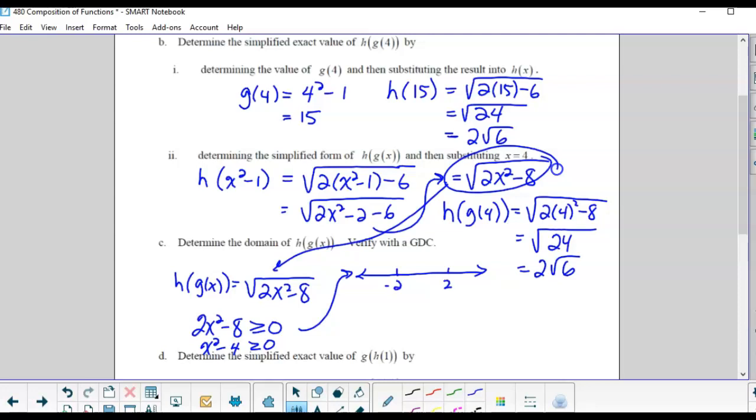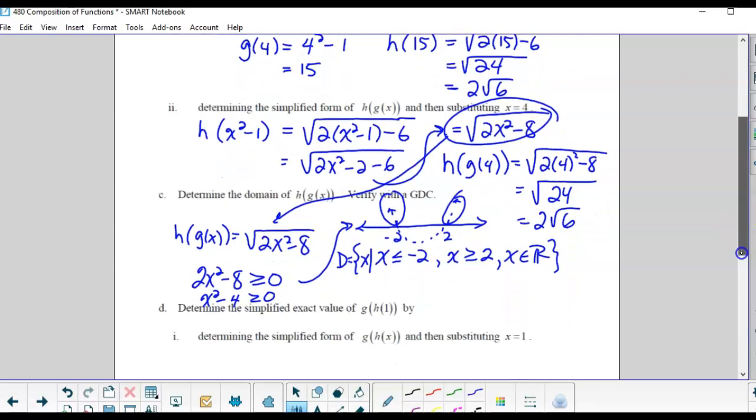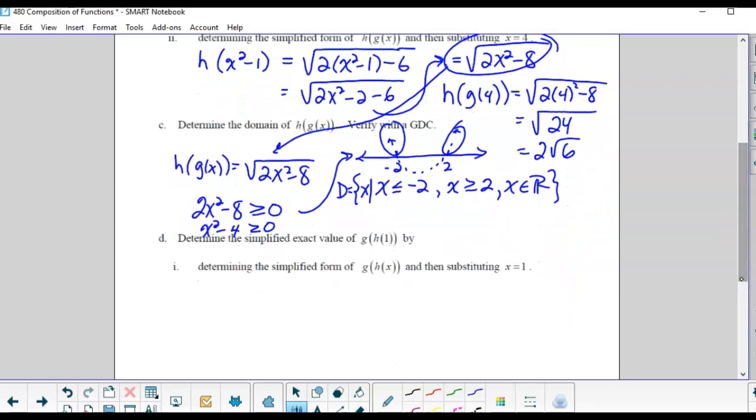Or if you graphed it, parabola opening like this. So where is it positive? In this part and this part. So that says that x has to be less than or equal to negative 2, or x has to be greater than or equal to positive 2. So D. Okay, and then that will be defined. So continuing on, that's all good that way.